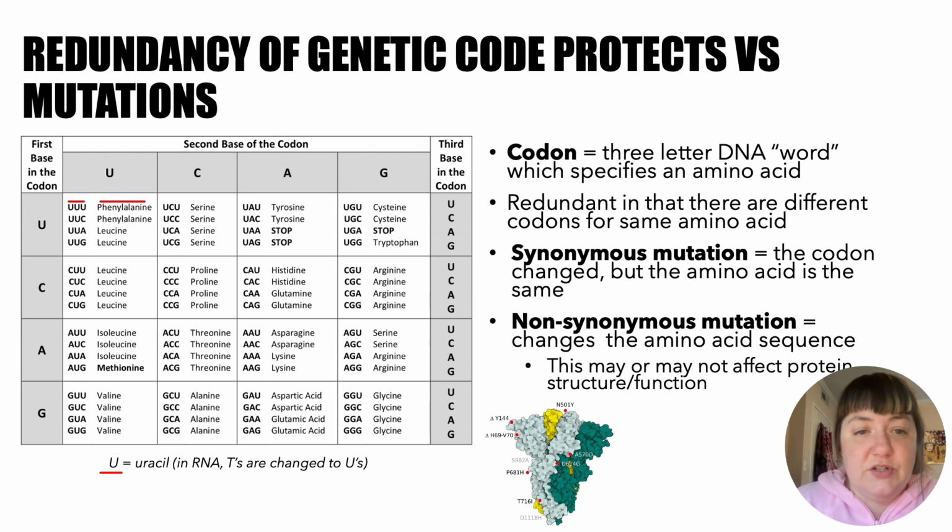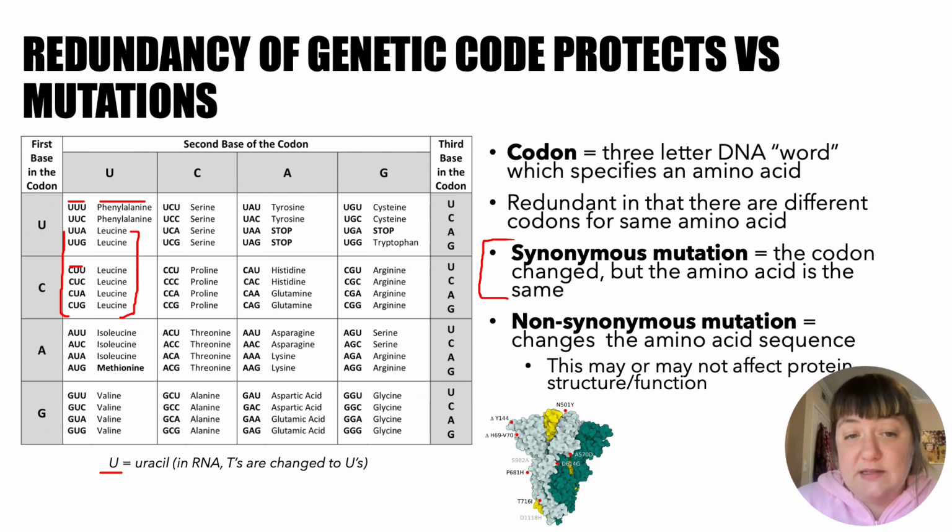And UUU here codes for an amino acid called phenylalanine. The definition of a codon is the 3-letter word that specifies an amino acid. The reason it's redundant is that there are different codons that all specify the same amino acid. For example, all of these codons specify the amino acid called leucine. So if you had a mutation that changed this CUU sequence to CUC, you would still make leucine. That mutation wouldn't make a difference in the protein sequence. This is known as a synonymous mutation: the codon is changed, the DNA sequence is changed, but the amino acid is the same.